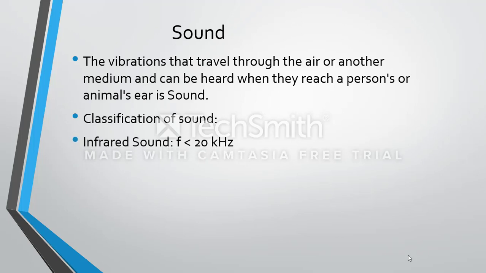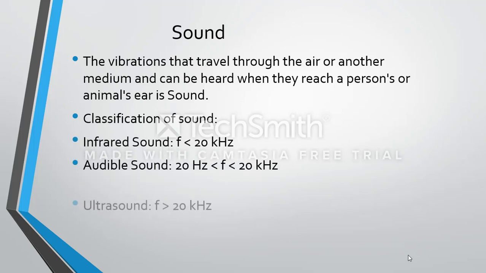Classification of sound is infrasound, audible sound, and ultrasound. This type of sound is classified based on its frequency. When frequency is less than 20 Hz, it is known as infrasound. It is categorized as audible sound when frequency ranges from 20 Hz to 20 kHz. Similarly, it is categorized under ultrasound when frequency is greater than 20 kHz.